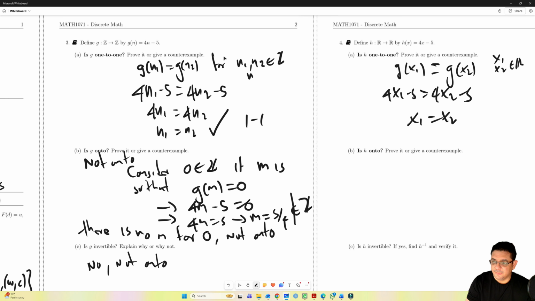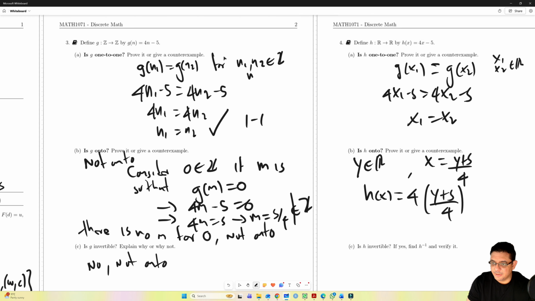In here, since we're talking about real numbers, if y is a real number, then you can think of x equals y plus 5 over 4, which, by the way, is the inverse function. When you plug that into h of x, that's just going to give you 4 times y plus 5 over 4, minus 5, and you can cancel here. You're going to get y plus 5 minus 5, which is y. So you found an x that matches any y that you can pick. And so this is enough.